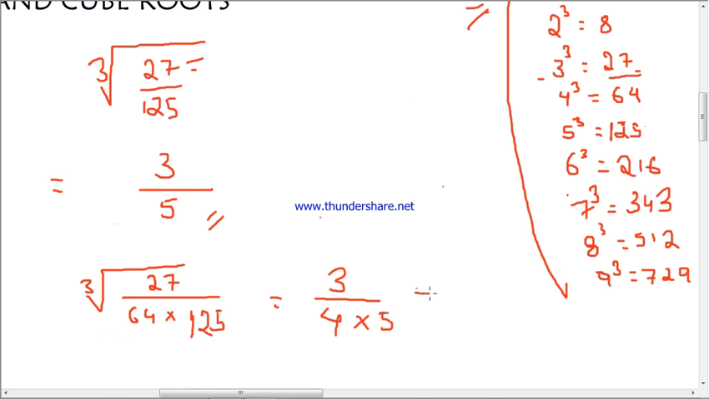Therefore your final answer will be 3 in the numerator divided by 4 into 5, which is 20. Your answer is 3 by 20. Super easy.